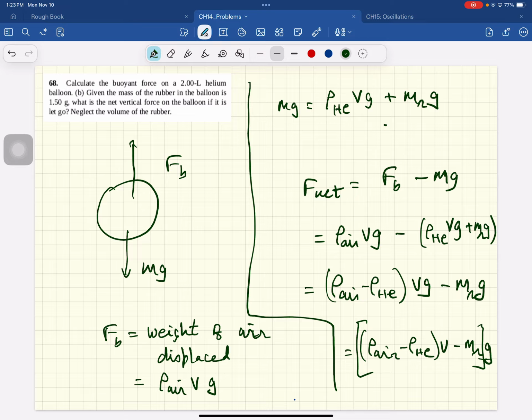Okay, I'll do it in funny units. This is g, this is the mass of the rubber, which is 1.5 grams. So what we'll do is we'll calculate this in grams, and we'll see the upward force in relation to the weight of the rubber balloon. So we have to look up the density of air and helium.